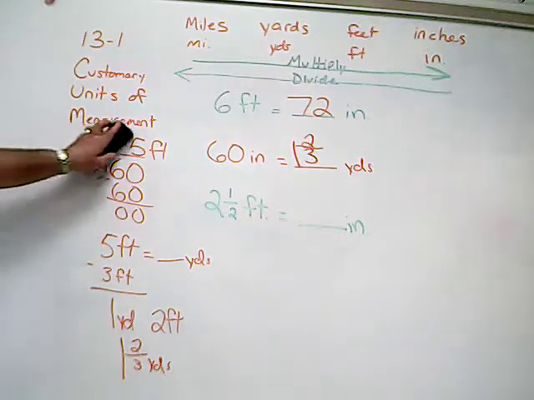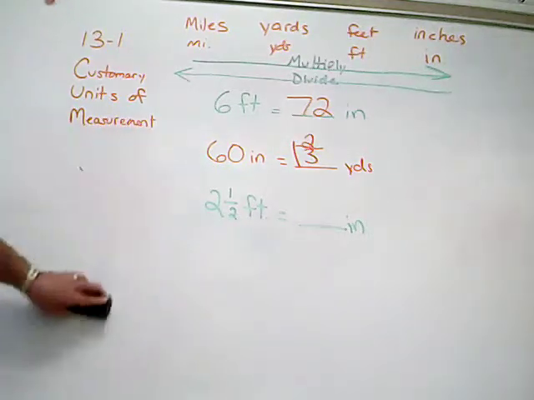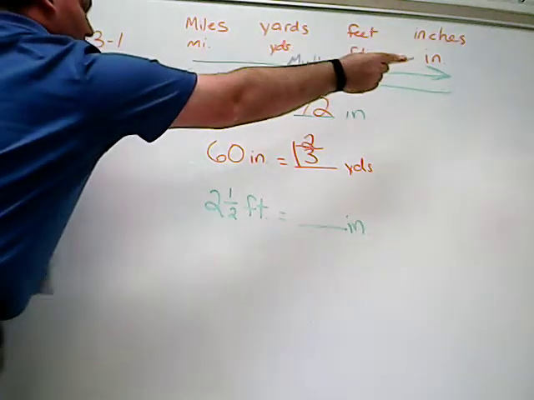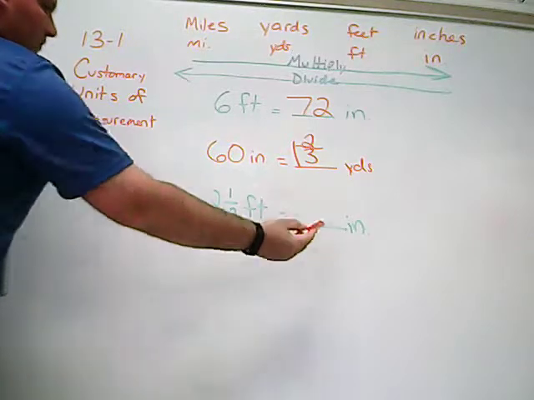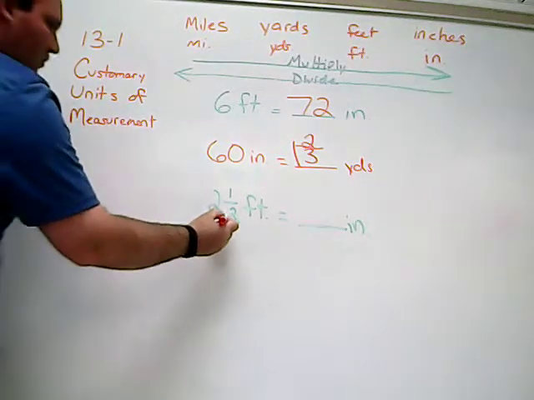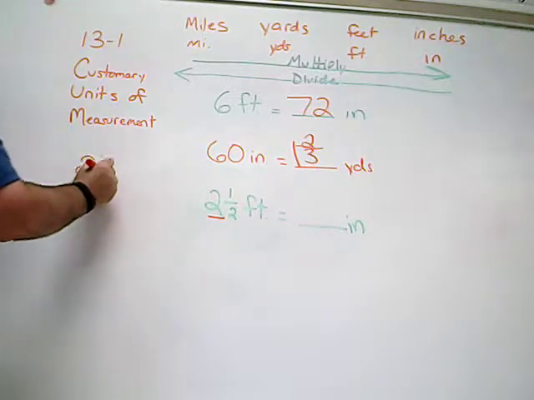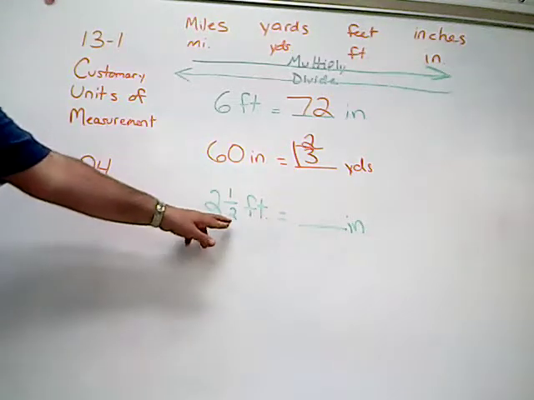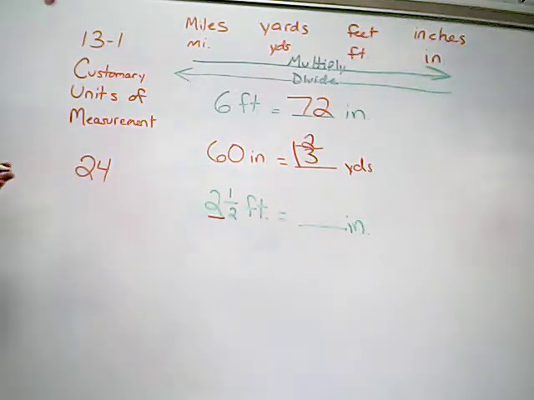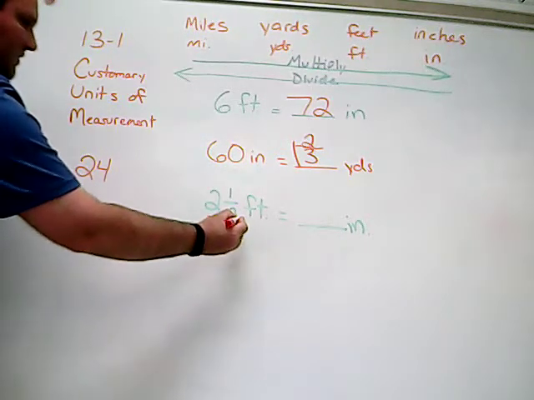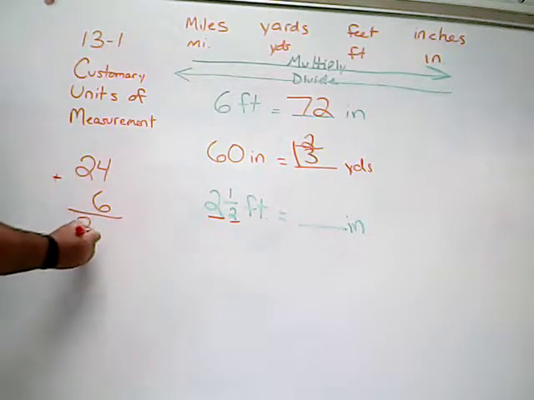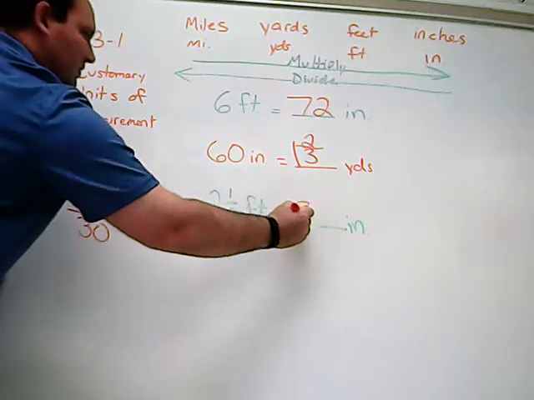Finally, my last one. I have 2.5 feet, and I want to know how many inches that is. Well, I'm going to be moving from left to right. In this case, I'm going from feet to inches. So I know that in 2 full feet, I'm going to have 24 inches. 12 times 2 is 24. However, I have an extra half a foot here. So I need to think of half of 12 is what number? Well, half of 12 is 6, so I'm going to add 6 inches, and I'm going to add them up for a final answer of 30 inches.